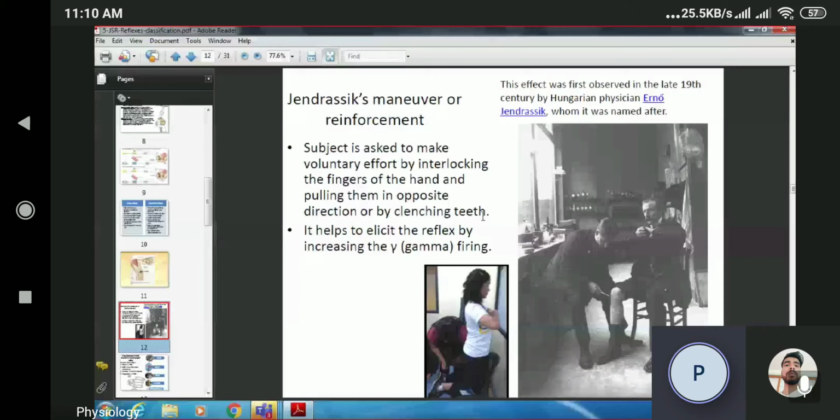For example, if we are doing the biceps reflex or triceps reflex, then the hands will not be free to interlock the fingers, isn't it?